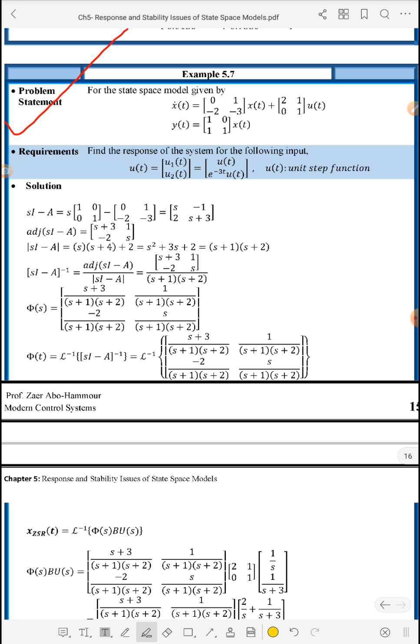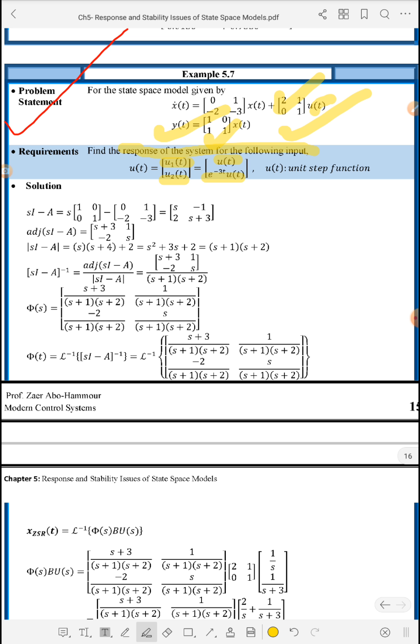This is an example that contains information about the u of t, and nothing is mentioned about the initial conditions. This means that the output will be due to the zero state response only, and no initial conditions are there. It's obvious that this system contains two inputs and two outputs. So this is a MIMO system, two inputs, two outputs. Here it's required to find the response using the following inputs. The first input is a unit step, and the second is a delayed unit step function.